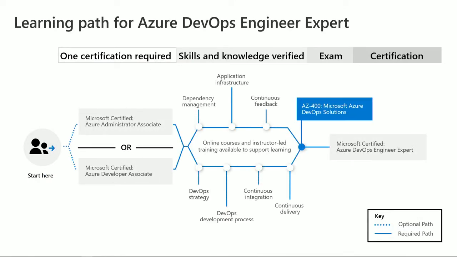So the learning path for Azure DevOps Engineer is pretty much straightforward. You have the ability of going as an administrator or going as a developer, right? So you don't have to pass both of them, just one of them. And once you pass one of those exams I mentioned earlier, then all you have to do is pass the AZ-400.